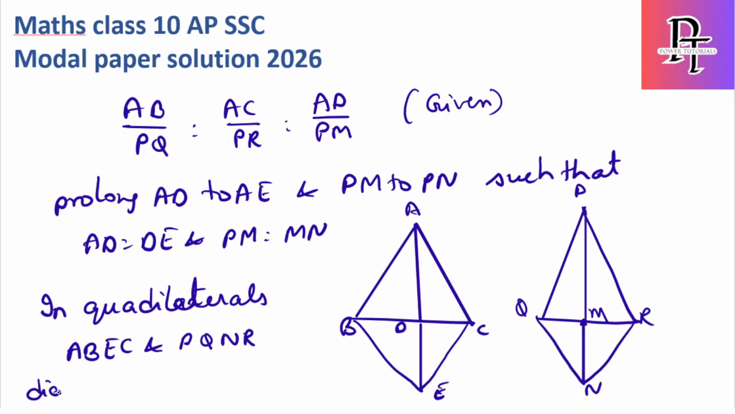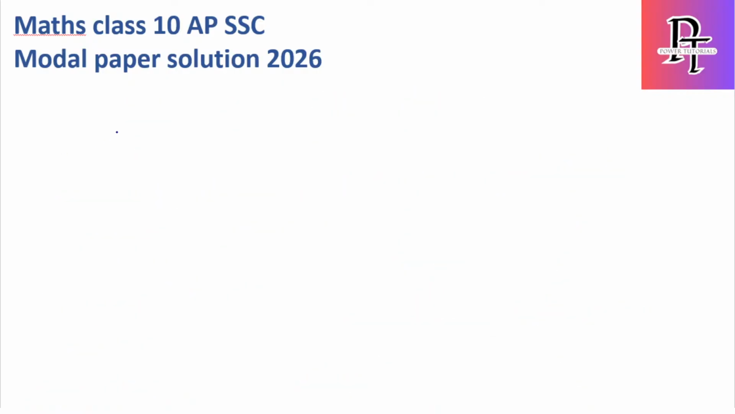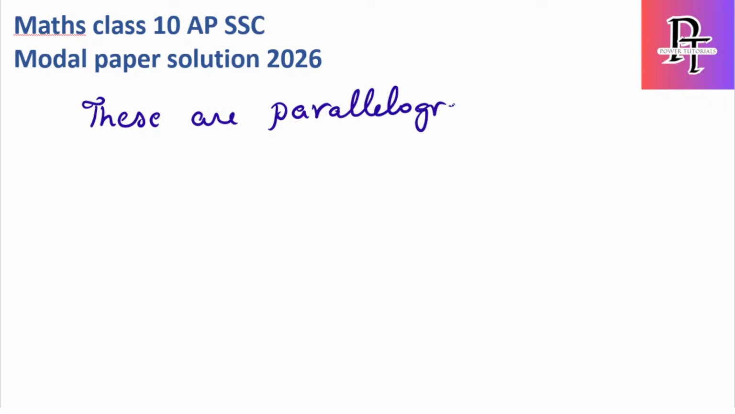Diagonals bisect each other. If diagonals are bisecting each other, why? Because D is the midpoint of BC and the same D is the midpoint of AE. In the same way here, M is the midpoint of PN and M is the midpoint of QR. Hence diagonals bisect each other. If the diagonals are bisecting each other, these are parallelograms.